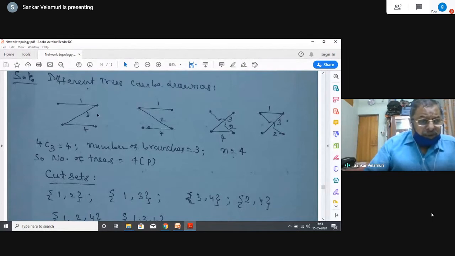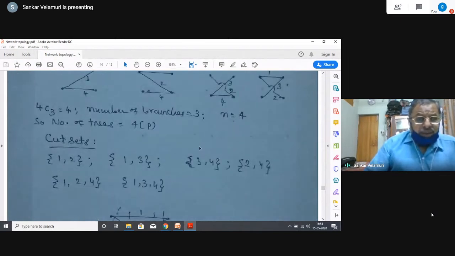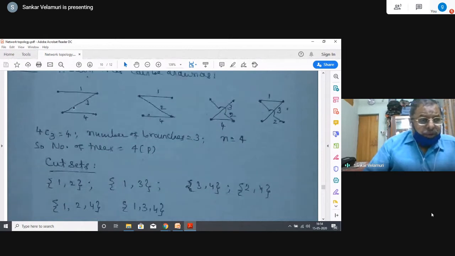1, 3 is a cut set of this. 1, 2 is a cut set of this. And like that, these are the cut sets. Then similarly 3, 4: if you remove 3, 4, it is a cut set of this vertex. And 2, 4 is a cut set of this vertex.